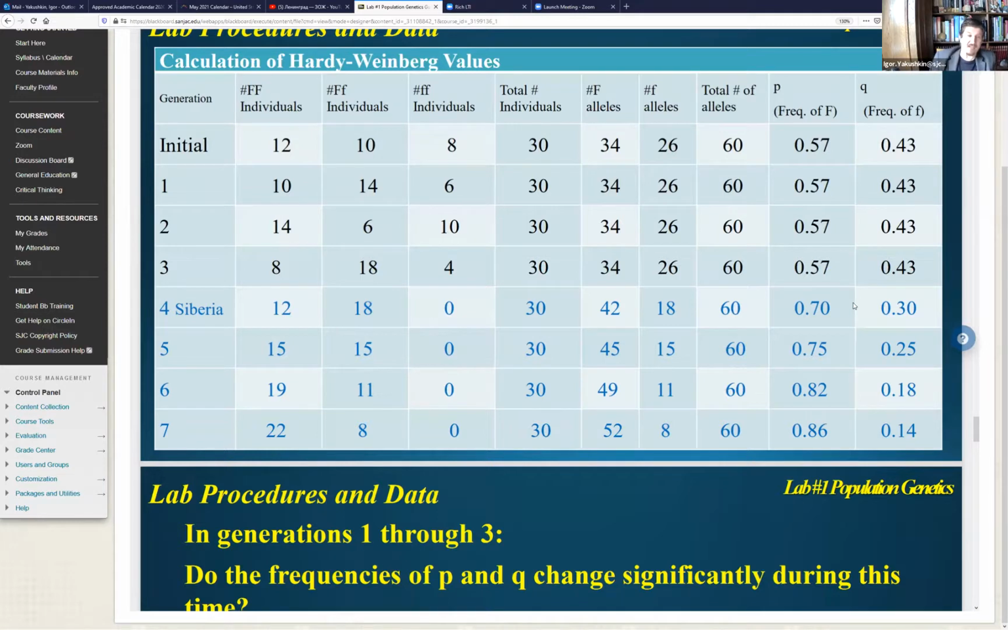As a matter of fact, guys, you're giving me a great idea. I will not introduce it this time, but maybe next time from Siberia we'll go to Sahara. We'll introduce global warming in generation 8, and then we'll see what exactly will happen with the frequencies there. But later on, not right now.